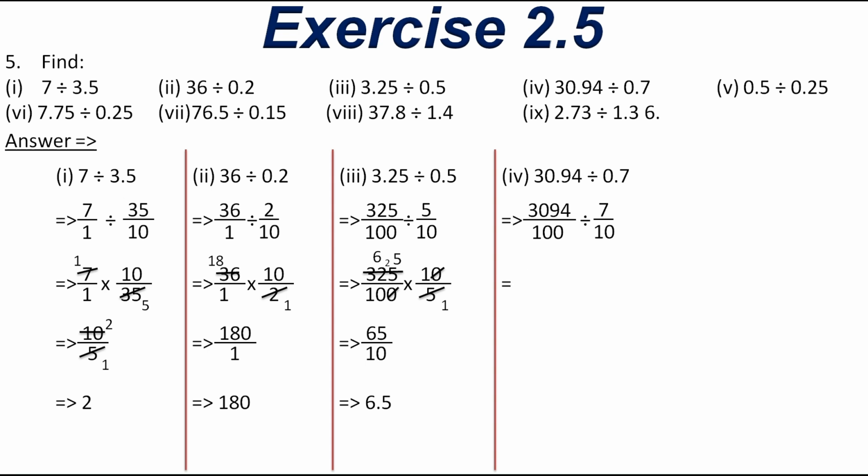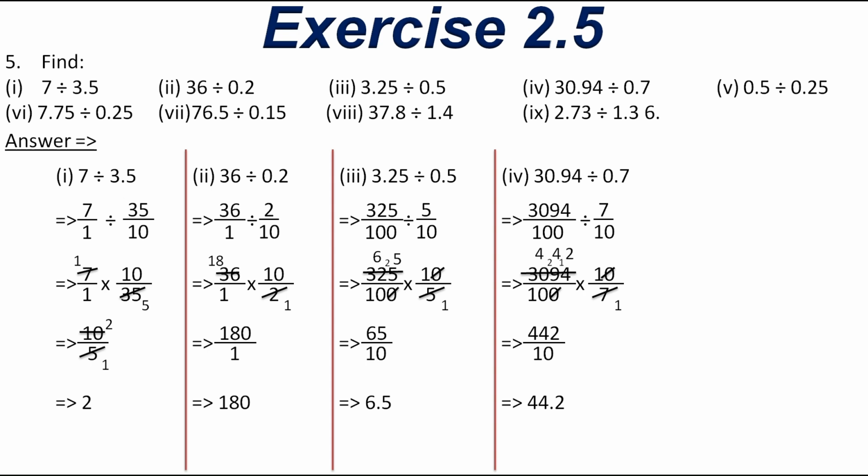So this will become 3094 upon 100 multiplied by 10 upon 7. So here 7 ones are 7, 7 fours are 28, 2 remain. Now again 7 fours are 28, 1 remain, 7 twos are 14. And this 00 will go. So 442 upon 10. This can be written as 44.2.